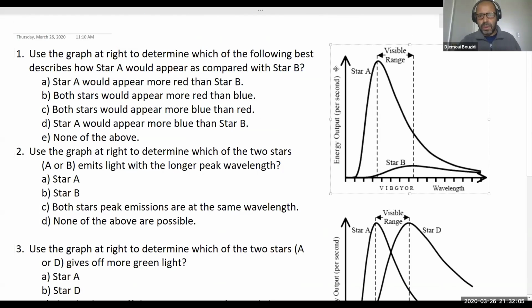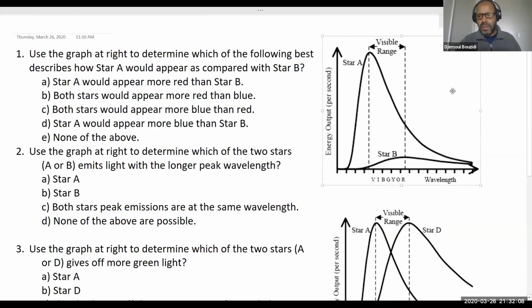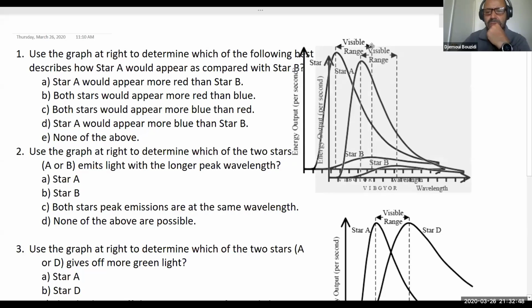I'm going to bring these pictures in here and put the first question so you guys can take the question in here. Use the graph to determine which of the following best describes how star A would appear as compared with star B. Star A would appear to be more red than star B. Okay, here is the poll. I want you guys to look at these questions in the poll, and while you are looking at this graph, you're going to answer the first two questions. The first question says, use this graph basically. This is the graph I'm talking about.